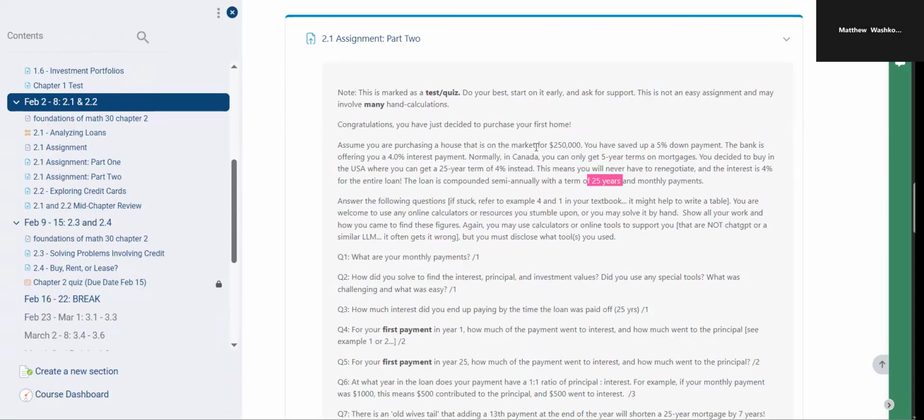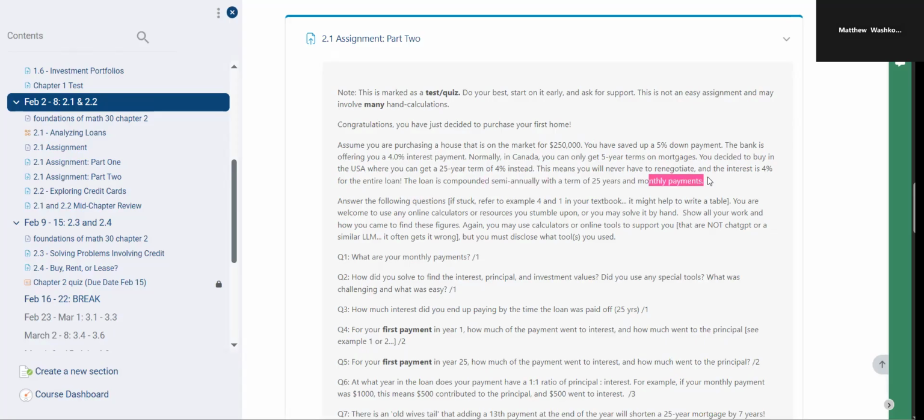But a couple things to note here. We have a $250,000 house here. We have a 5% down payment. So you have to subtract that from that, right? Because that's not being built in a loan. Only 95% of this is what we're actually loaning out. We know it's a 4% interest payment for a 25-year term, and it is compounded semi-annually with monthly payments.